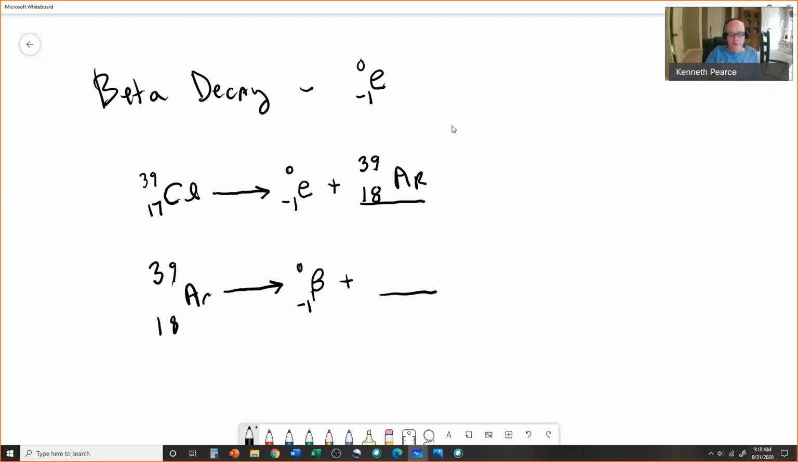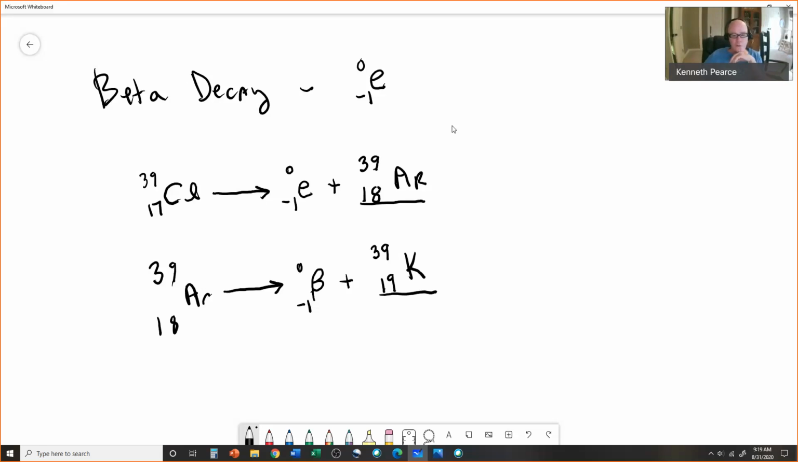And so let's beta decay this. And once again, the top's not going to change because 39 plus 0 gives me 39. And we have to be very careful that whatever subtracted from gives you 18. And of course, that would be 19. And we look on our periodic table and we find element number 19 is potassium. And this would be potassium 39.